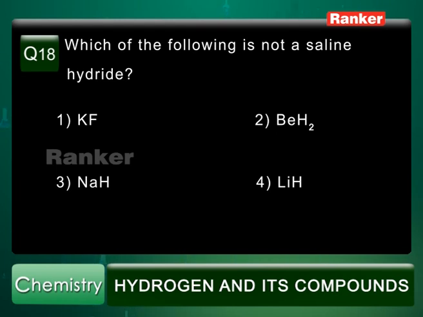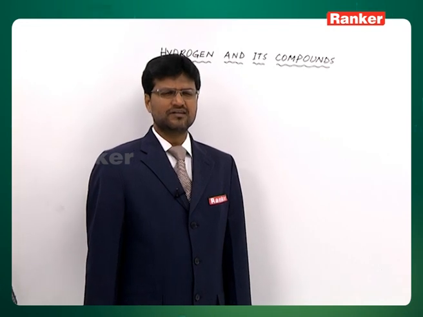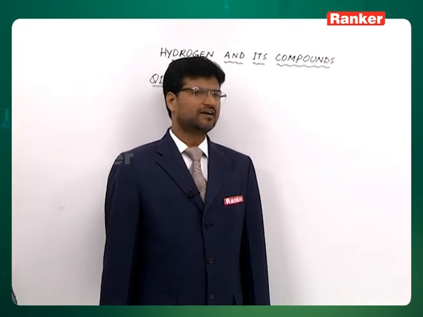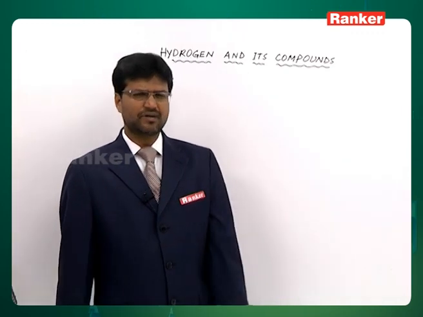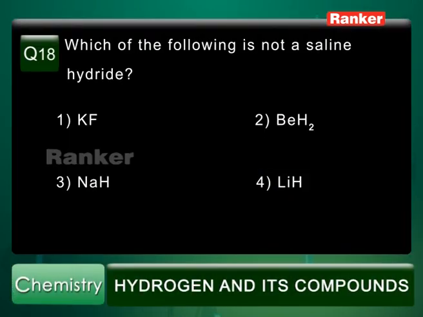Ionic hydride is also called as saline hydride. We know that alkali metals and alkaline earth metals form ionic hydrides, except beryllium and magnesium. So the correct answer is second option. First option KH, third option NaH and fourth option LiH. These are ionic hydrides. The second option, that is beryllium hydride, is a covalent polymeric hydride. So answer is second option BeH2.